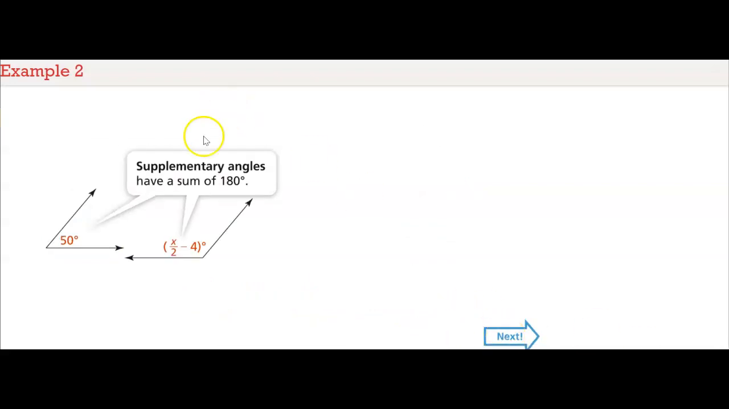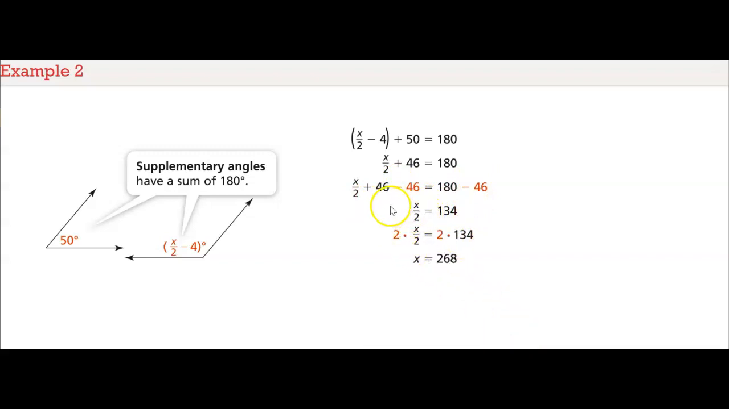And then we have the supplementary angles. They have a sum of 180. So when you add them up, they equal 180. So this one added to 50 equals 180. And then they subtracted 4 from the 50 to get 46. And then you subtract 46 on both sides, and you get 134 equals x over 2. And then you multiply by 2 on both sides, and you get x is equal to 268.